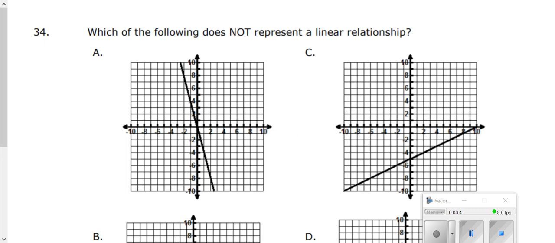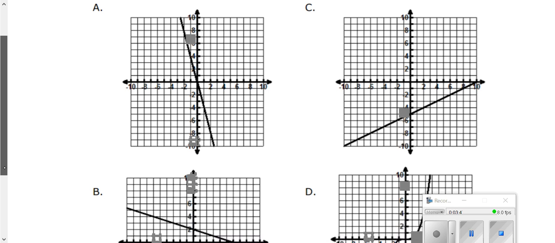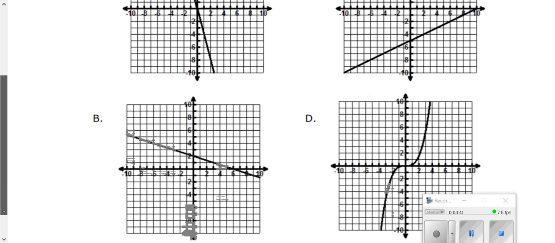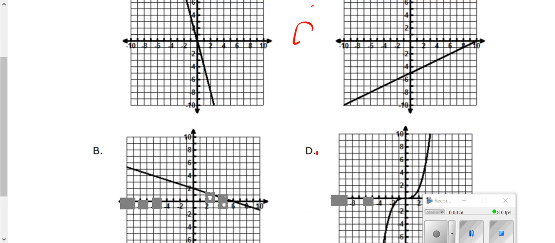Number 34, which of the following does not represent a linear relationship? Well, you can see A is a straight line, C is a straight line, B is a straight line, but D is not a straight line. Oops, sorry. So the answer is D.